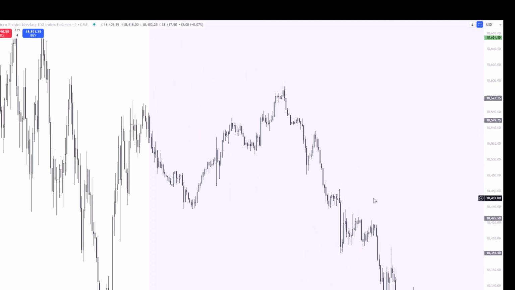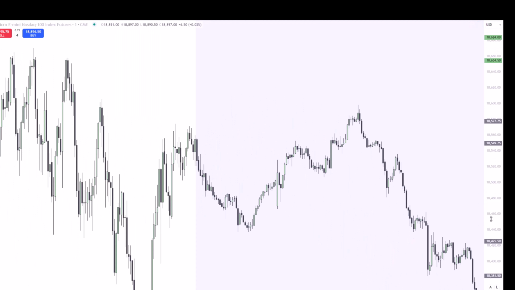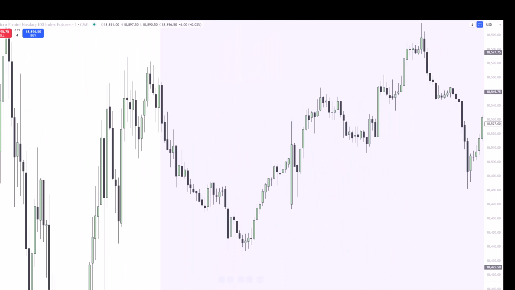Yeah, I can see this here. Very good setup. We have relative equal highs above, so that's your buy side liquidity. Here, price is trading to what? So let's give you a little bit more perspective.